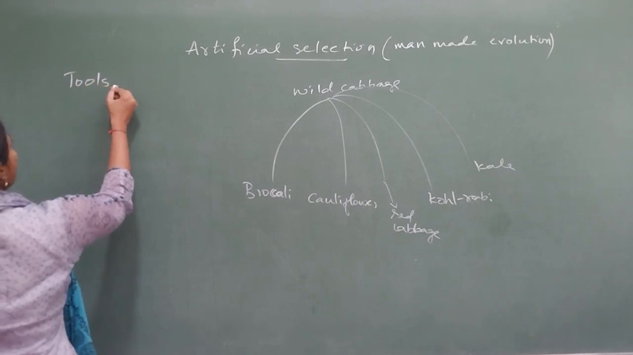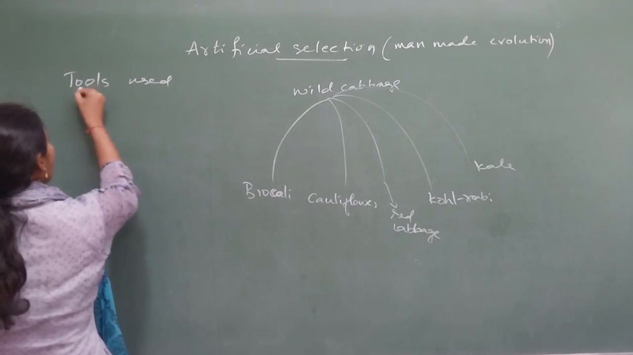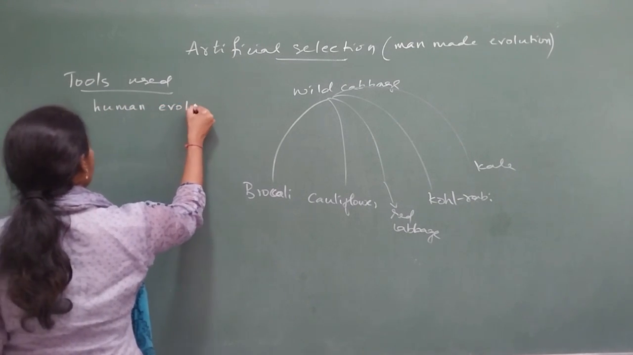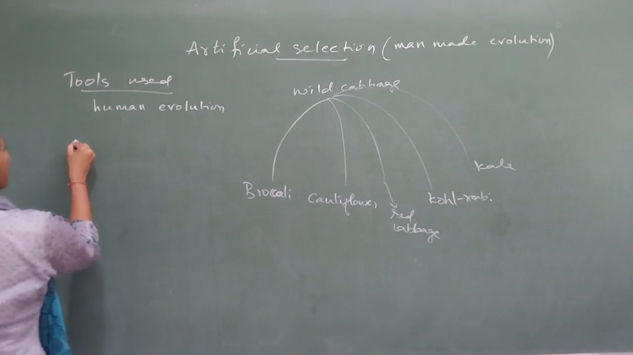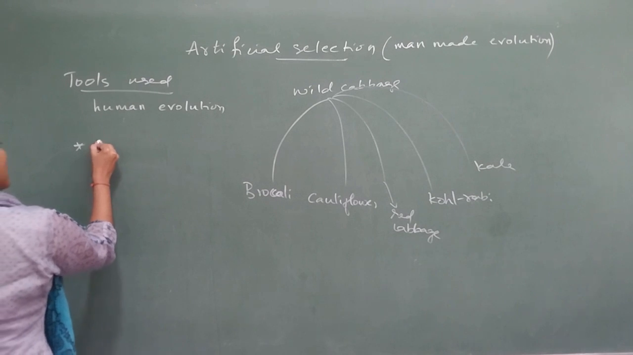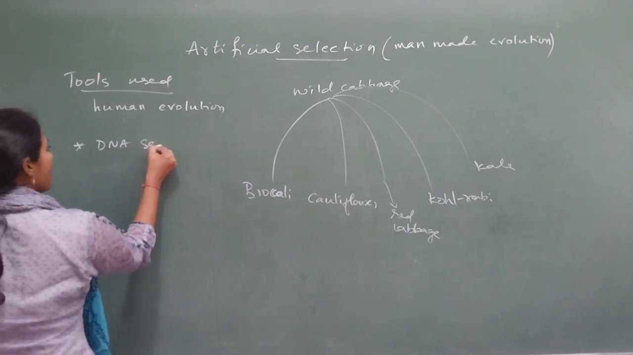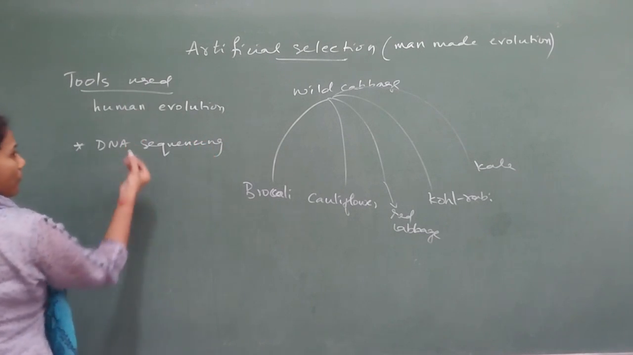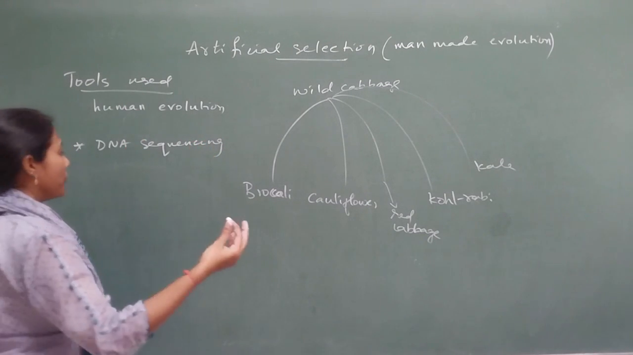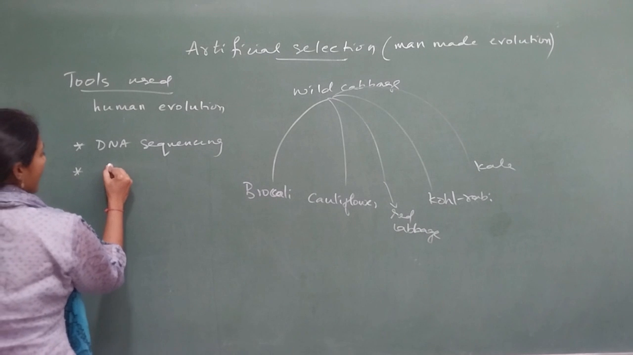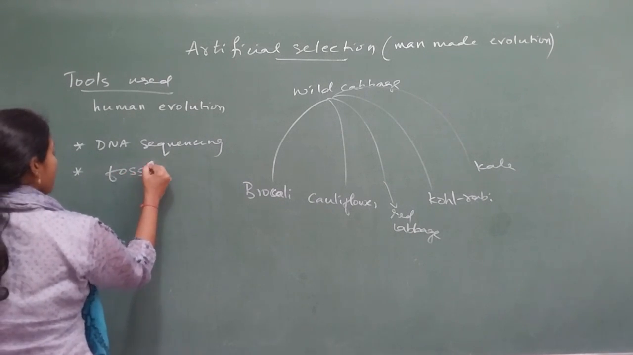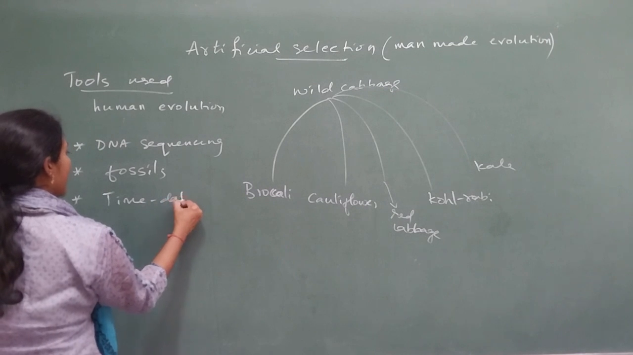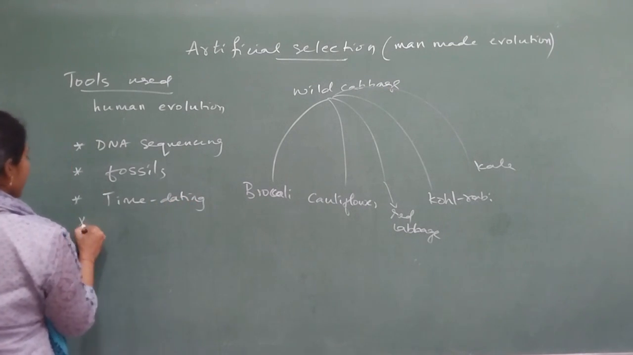So mention the tools used for tracing human evolution. For tracing just any kind of evolution or the human evolution, what are the tools used? One is DNA sequencing. So by studying the DNA of the fossils, you can find out the nature of the organism. And then by identifying the fossils, okay, time dating. Okay, so time dating is one thing, and excavating.